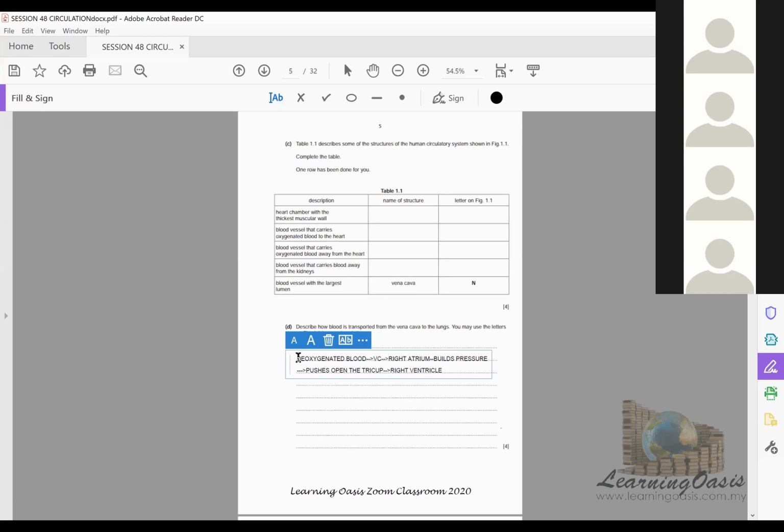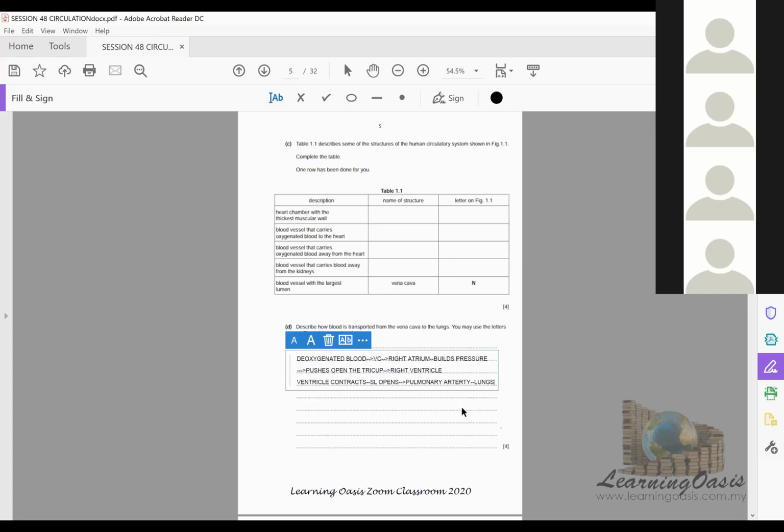Okay, now what happened? The tricuspid valve closes to prevent backflow. Careful, what happened? The ventricle contracts. Ventricular contraction, opening the semilunar valve. Then blood flows through the pulmonary artery to the lungs.